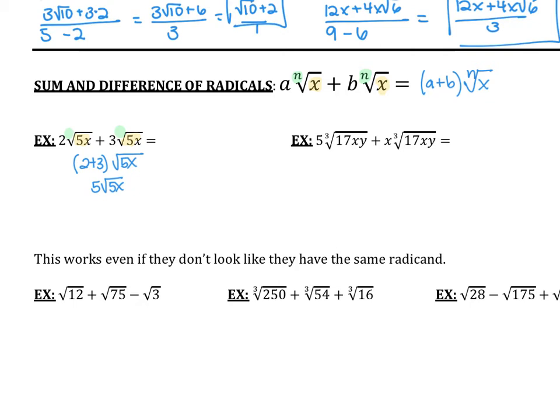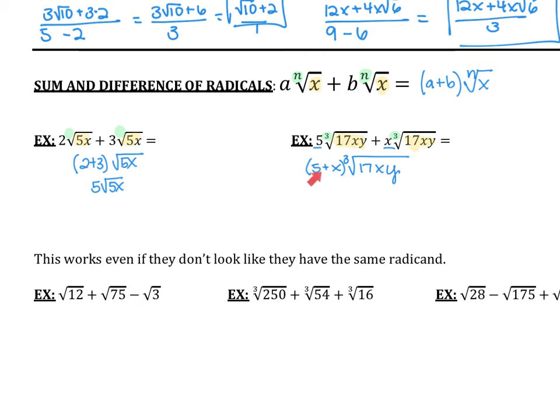So try this next one. Hit pause, try it. A little bit different because it's got a variable outside, but see what you come up with. Okay, can these be added together? Well, their index is the same and their radicands are the same. So I am saying we can add these together. So now I'm going to add my two terms, my 5 plus my x outside. And then I'm going to write the cube root of 17xy. And I've done it.